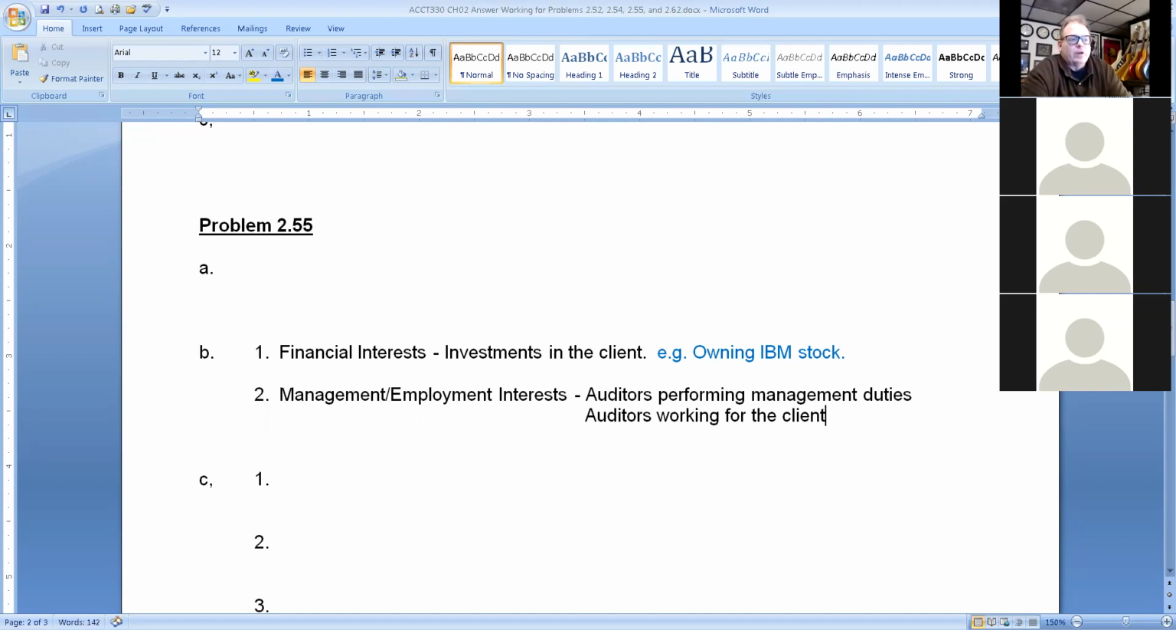or working or are prospectively working for the client. In other words, maybe they've gotten an offer from the client to go work for them. So auditors actually doing work. It could be that they're on the board of directors. Board of directors is an oversight position, and you cannot work on the board of directors and do the audit at the same time. I know that might seem obvious.